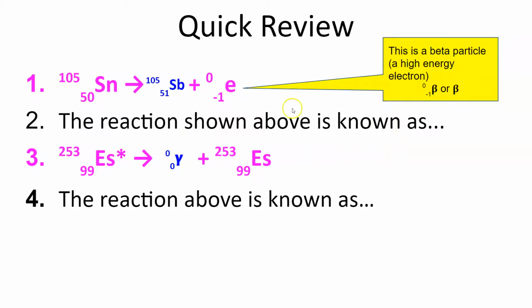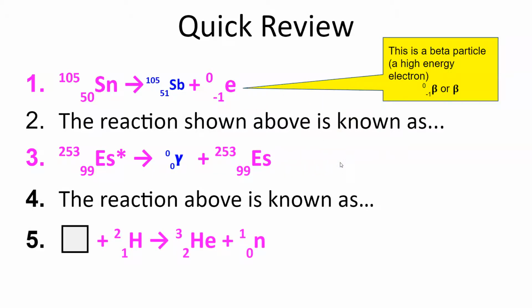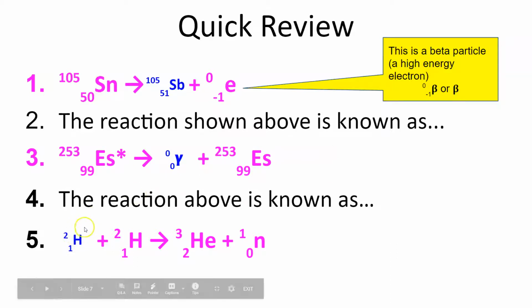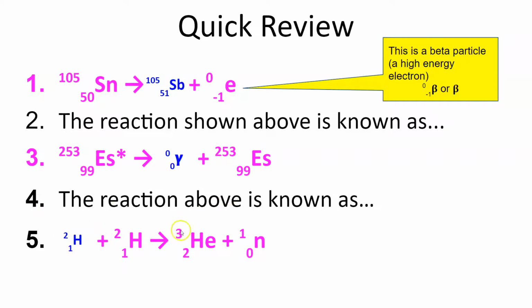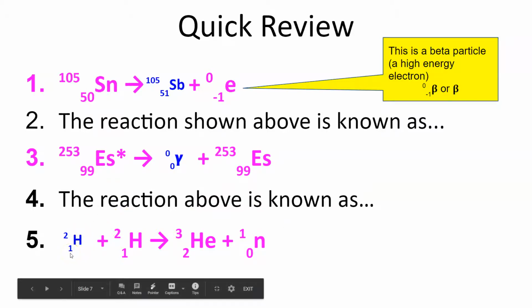All right, so we have our beta decay, gamma decay. Let's look at the last one. What will go in that blank to balance the equation? Right, another hydrogen. This is hydrogen 2. So when you add up the mass numbers on this side, you have 2 plus 2, which gives you 4, and 3 plus 1, which gives you 4. So the mass numbers are good. And then the bottom, on the atomic number, we have 1 plus 1, which gives us 2, and then 2 plus 0, which gives us 2. So that's good. So it's a balanced equation.